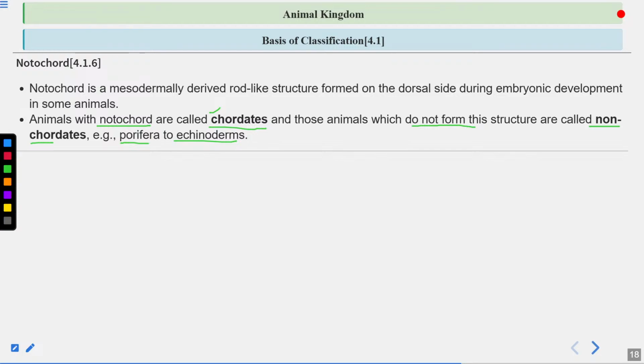What is the difference between the nerve cord and notochord? When we study the chordates, I will come to that point. Notochord and nerve cord, we will discuss at that time.